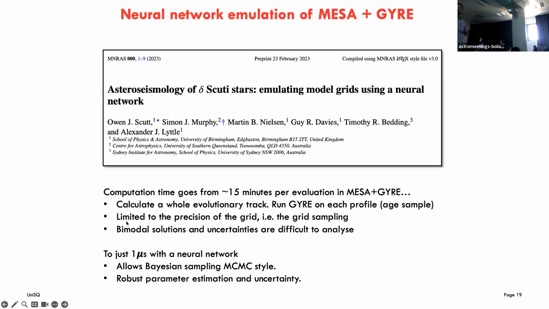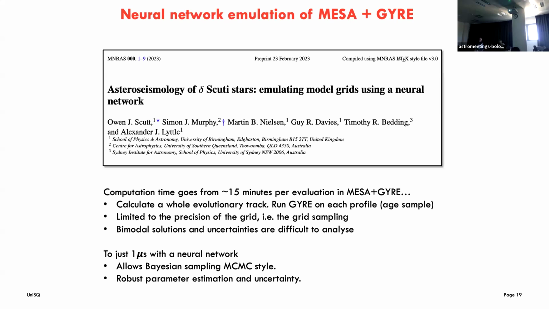If you only used 0.05 solar mass spacings in mass, then that's the limit of your precision, right? And then even after that, you can end up with bimodal solutions and uncertainties that are very difficult to analyze because your grid is so quantized. But with a neural network, you can perform evaluations in just 1 microsecond. And that allows you to do Bayesian sampling, sort of Markov chain Monte Carlo style, where you can take tens of thousands of draws for the same star and work out what the best fitting parameters are.